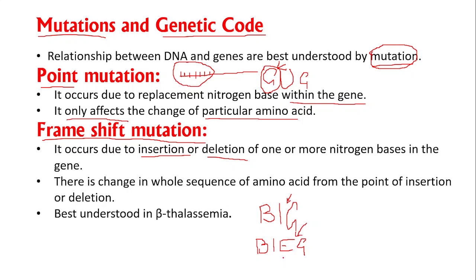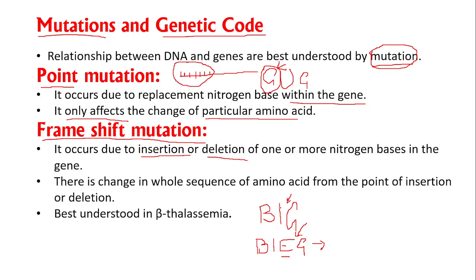That means here, in the position of G, E has been inserted, so the G will shift to the next position. Is that clear? G will shift to the next position, to its right-hand direction. So that is called frame shift. And by means of deletion of I, the G will shift back. Is that clear?